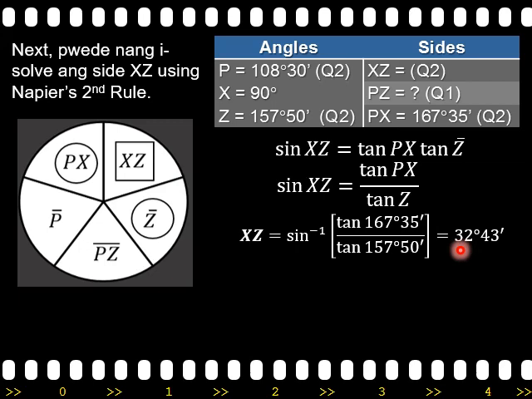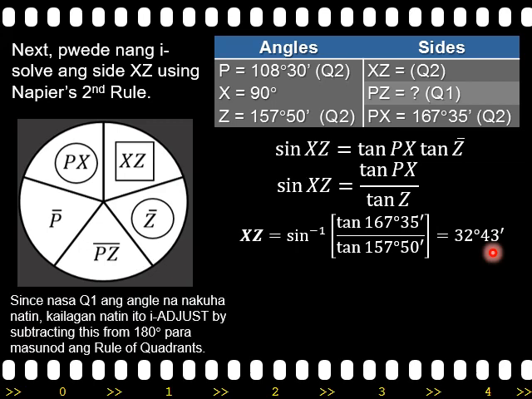So, yung makukuha natin sagot dito is 32 degrees and 43 minutes. So, let's check. Ang sabi dito sa table natin, si XZ dapat nasa second quadrant. Since itong nakuha nating sagot sa calculations natin is nasa quadrant 1 kasi less than 90 degrees, ano ulit ang gagawin natin? Gagawin natin, isusubtract natin siya sa 180 degrees.